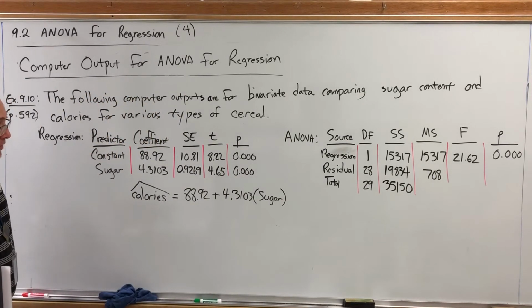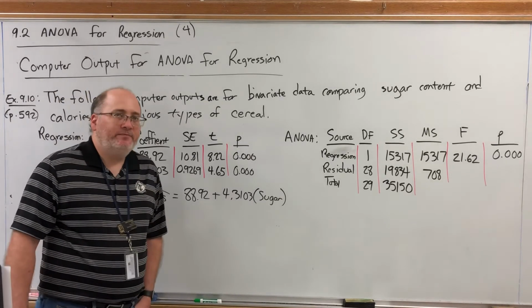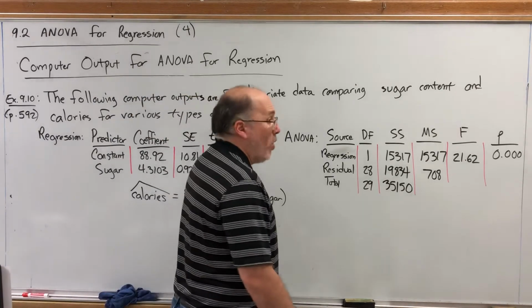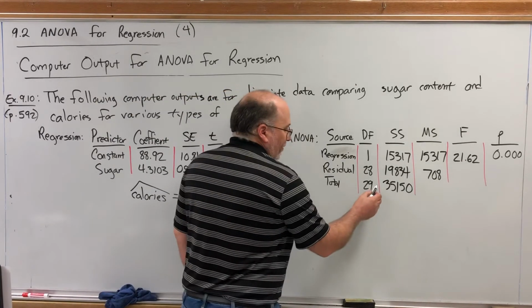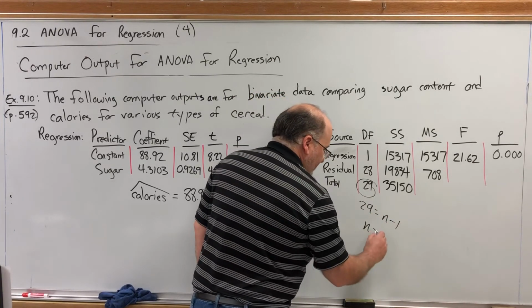Quick question before we move on. How many ordered pairs were used to make this output? There's a hint in the ANOVA table. Do you know the answer? The answer is 30. Why? Because the formula for total degrees of freedom is n minus 1, and that means that n is equal to 30.